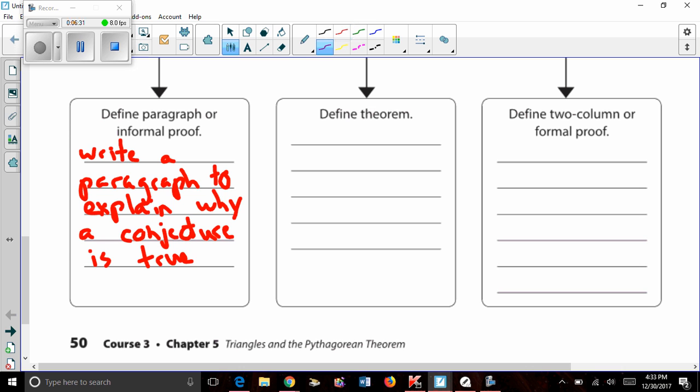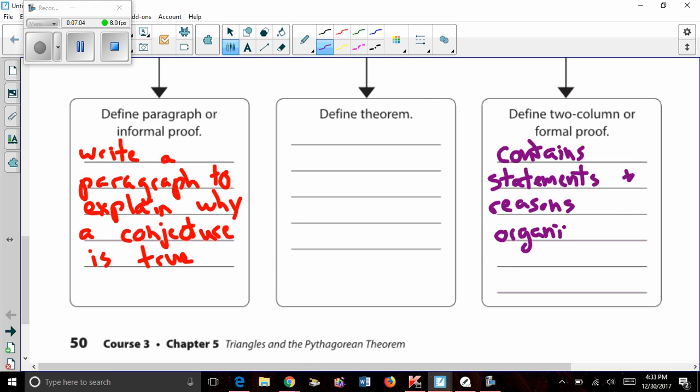A two-column proof, again, where we're going to focus more on, is a proof that contains statements and reasons, like any proof should, but it is organized in two columns. And you will see when I flip to the next page what that looks like. Before we go any further, I want to focus in on this one piece, the statements and reasons. We're going to have a reason for every statement we make in a proof.